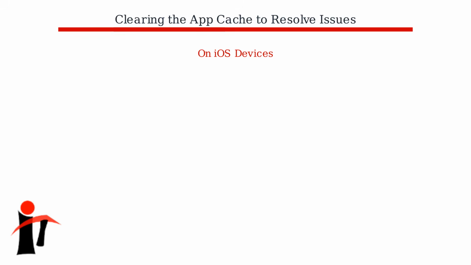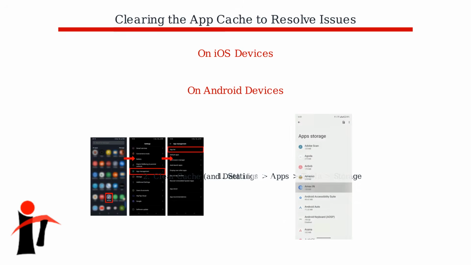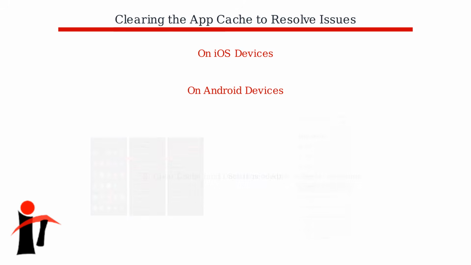Go to Settings, then General, then iPhone Storage, and find the Tesla app. On Android devices, navigate to Settings, then Apps, find Tesla, go to Storage, and tap Clear Cache. You can also clear data if needed, but this will require you to log back in. Clearing the cache helps ensure a fresh start for your Tesla app, resolving unexpected errors without losing your account data. If you clear data, you'll need to log back in.